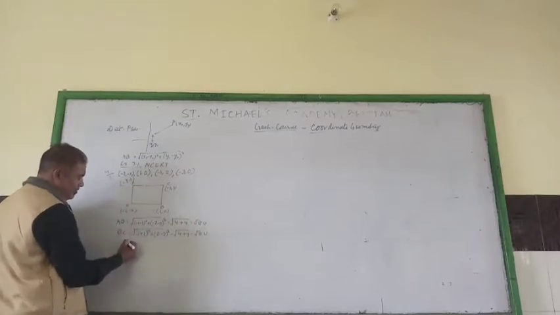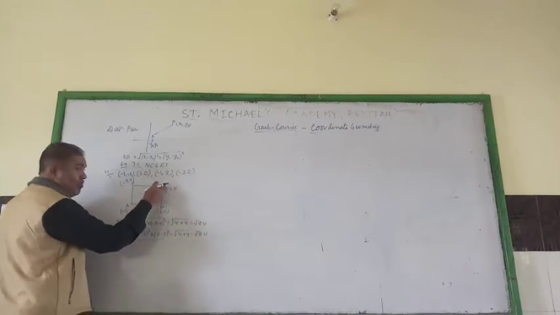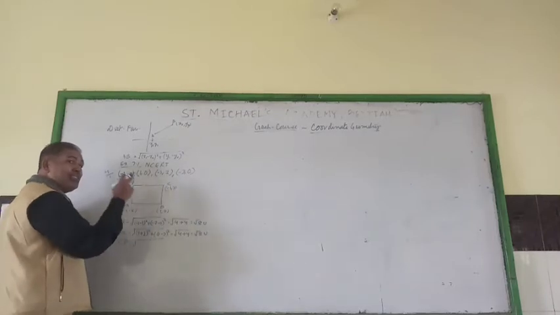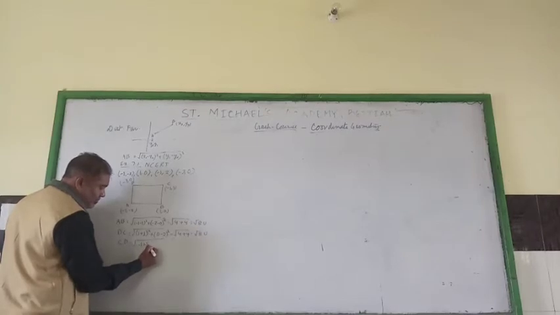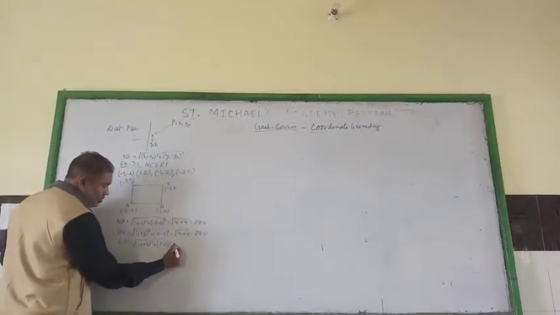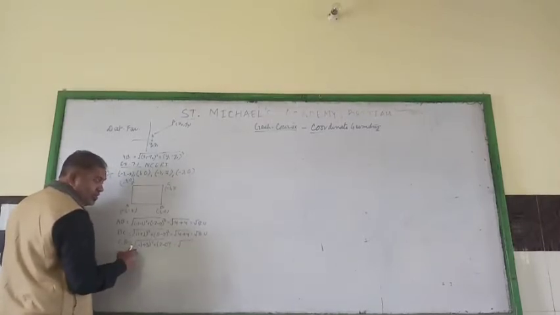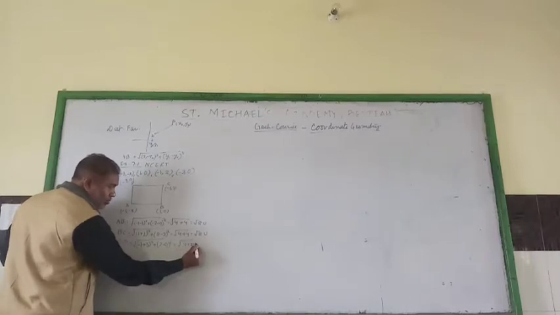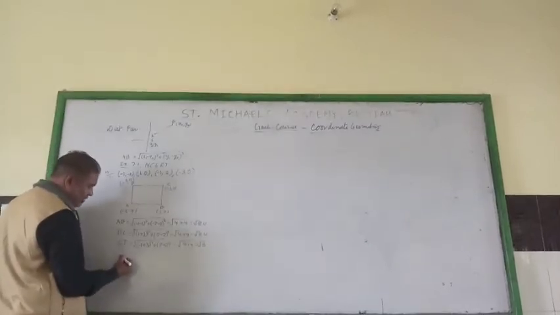Then we find the value of CD. Now this becomes 1 and this becomes 2. x1 minus x2: -1 minus minus 3 becomes plus 3, plus 3 whole square, plus 2 minus 0, whole square. That is equal to 4 plus 4, which is root 8. Then we find the value of DA.